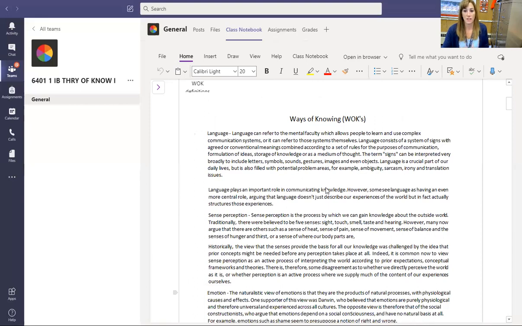You've already done the exercise. So now I want to introduce you to the ways of knowing. There are several ways of knowing, and these are TOK terms. These ways of knowing have to do with how we know what we know and why we know that something is true. So if you think about it, language is a way that we know things.